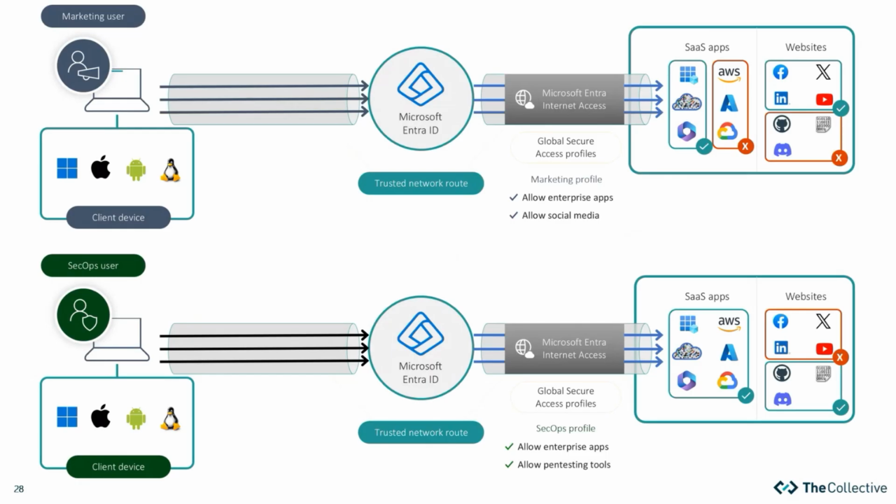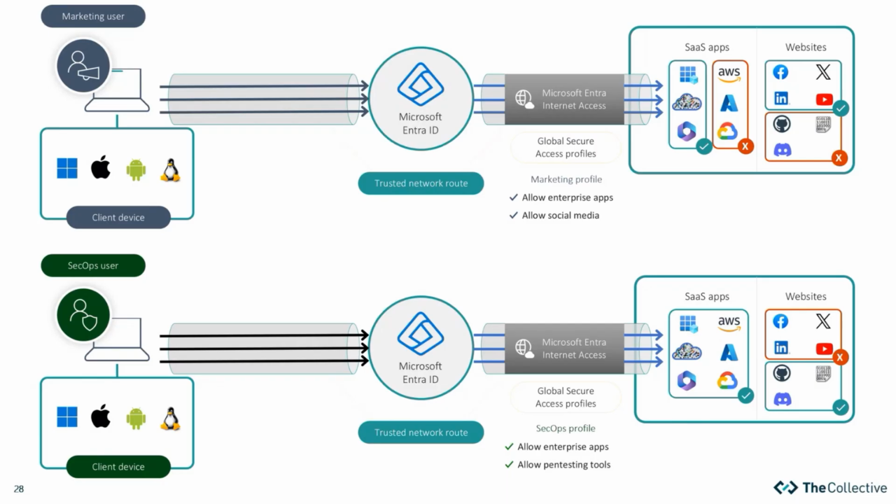So an example of how this might look like. At the top, we have for example, marketing user, so a persona in your organization where you only want to allow specific access to websites. You want to allow them to go to Facebook or any other social media platform, but you do not want to allow them to go to code repositories because a marketing user doesn't really need to do that.